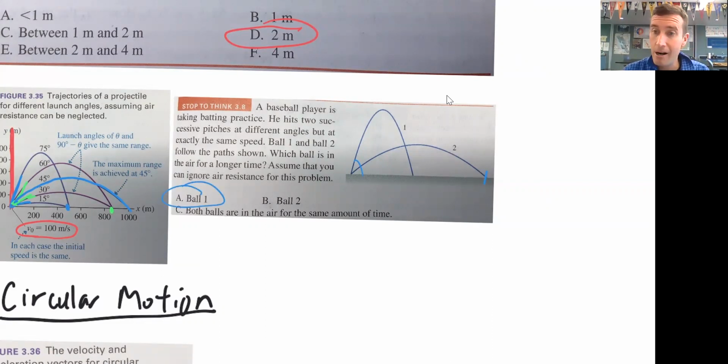Ball 1 goes higher, therefore it must take more time in the air because acceleration due to gravity is negative 9.8 meters per second squared. This should be getting repetitive for you. Acceleration due to gravity is the same on all objects. Because the acceleration is the same, higher means more time in the air.